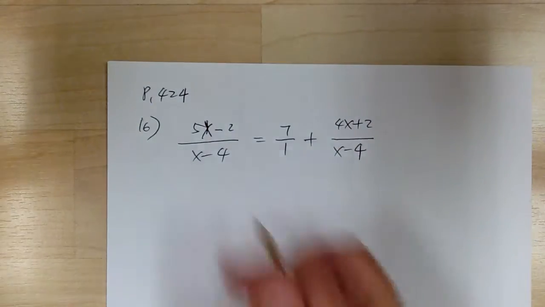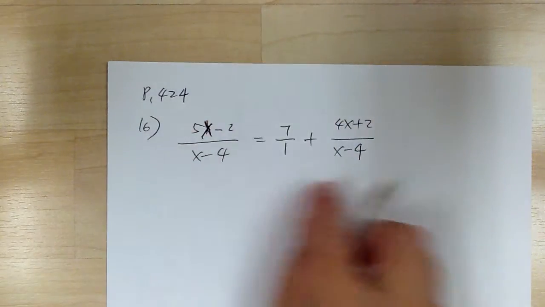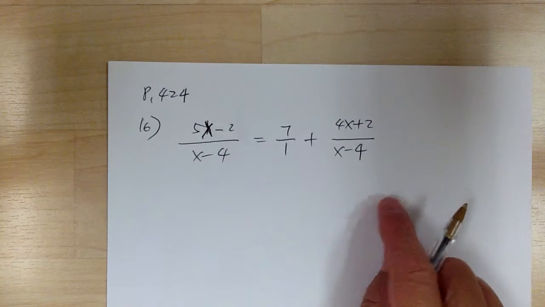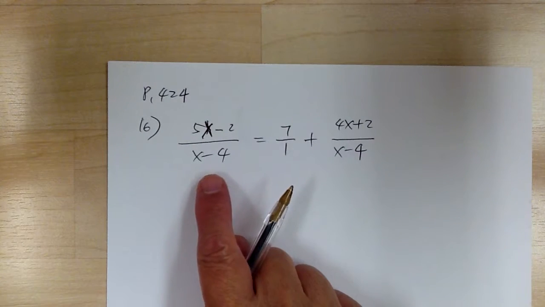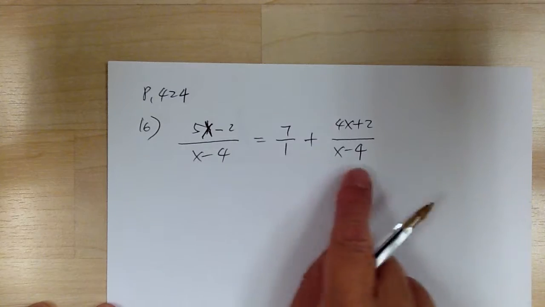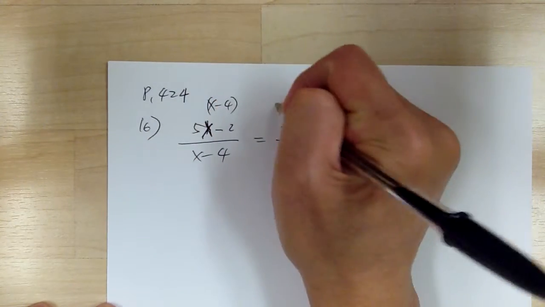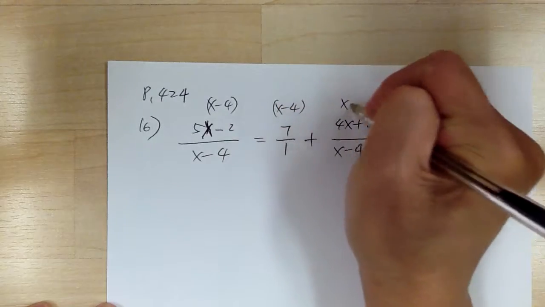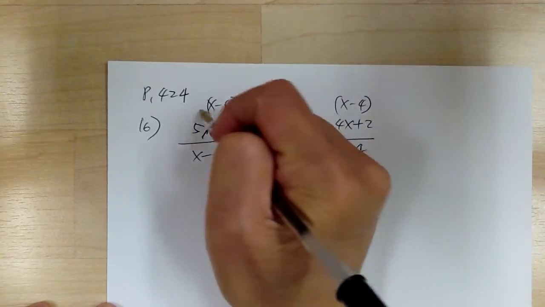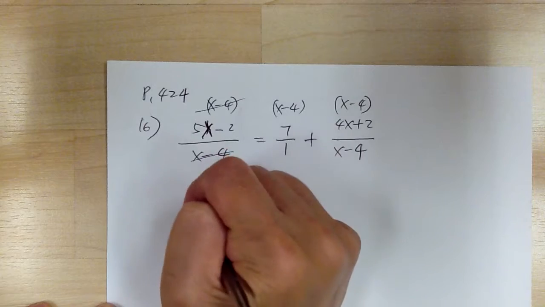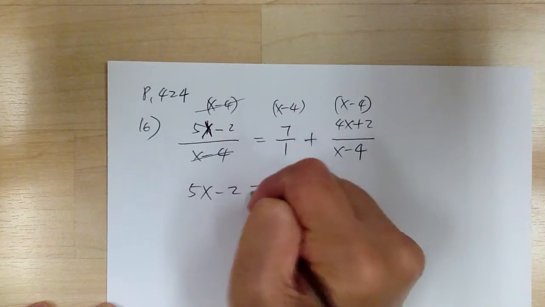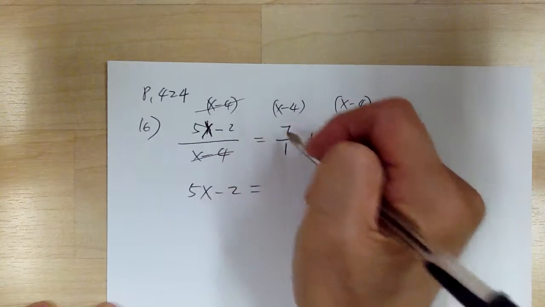So when you have a fractional equation or rational equation, the first thing you want to do is multiply by the LCD to get rid of the fraction. So let's multiply by x minus 4, x minus 4, x minus 4, so that this will cancel with this. So you have 5x minus 2 equal. This one does not cancel, so just go and multiply out.